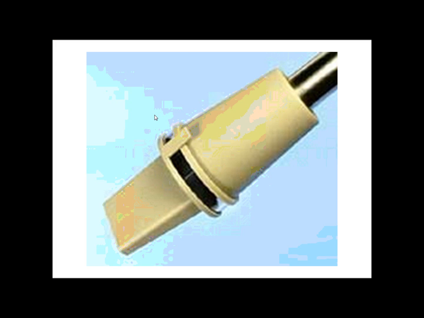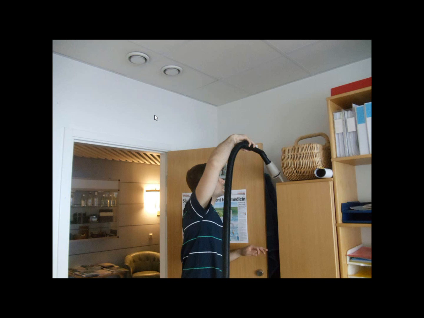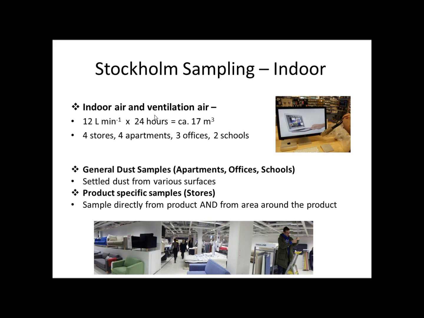Once air sampling was finished, dust samples were taken using a cellulose filter that attaches to an industrial strength vacuum cleaner. Only settled dust from surfaces at least 1 meter above the ground was taken. In apartments, offices, and schools, samples were taken from various places around the room, but to investigate the usage of flame retardants in certain products, dust samples were taken from dust directly on product, and separate samples were taken from areas around those products when we sampled the stores. In all, 4 stores, 4 apartments, 3 offices, and 2 schools were sampled.